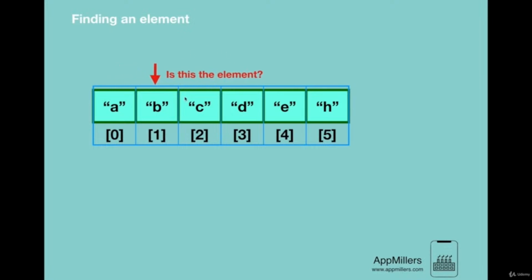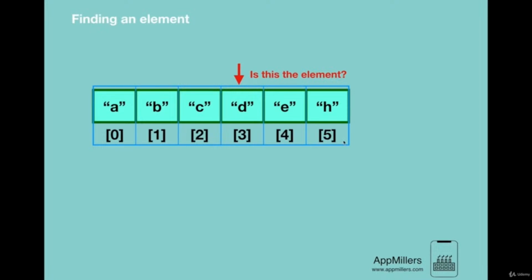Is this the element that we are looking for? No. Then we continue to the next element. Is this the element that we are looking for? No. Then we continue to the next element. Is this the element that we are looking for? Yes. So we stop here and print out that this element exists in this array. Then we terminate our loop. Otherwise, we return saying that the element does not exist inside this array.